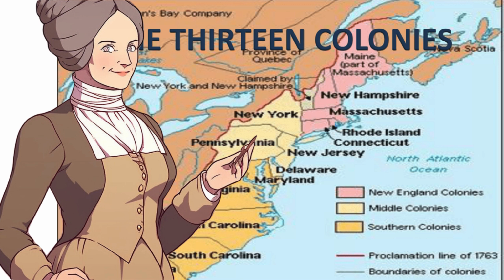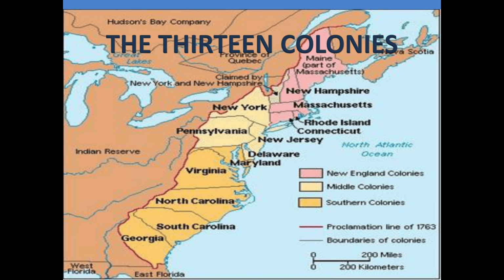Today, we're diving into the 13 British colonies that would eventually come together to form the United States. Understanding these colonies is key to grasping the early foundations of American society, how they were established, how they developed, and how they differed from one another. These colonies can be grouped into three regions: New England, the Middle Colonies, and the Southern Colonies. Each region had its own unique characteristics, shaped by geography, economy, and the people who lived there.